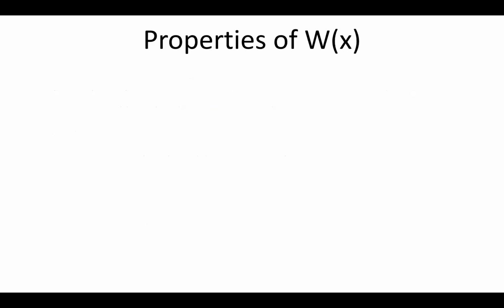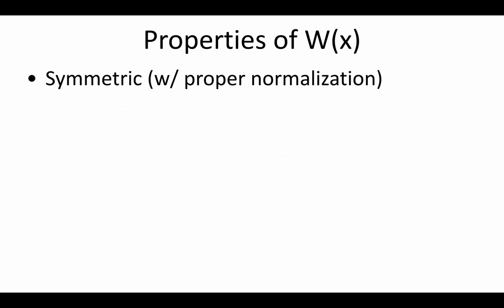Okay, so what are some of the properties of this W of X that we can have? First of all, the matrix W, it turns out, is approximately symmetric. And I say that because you need a proper sort of normalization in order to make sure that W is symmetric. If you simply take the weights pointing to a pixel and normalize it by the sum of those weights, then you don't really get a symmetric matrix. But there are various technical tricks to make it symmetric. And that turns out to be very convenient.